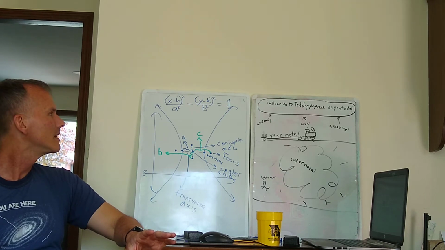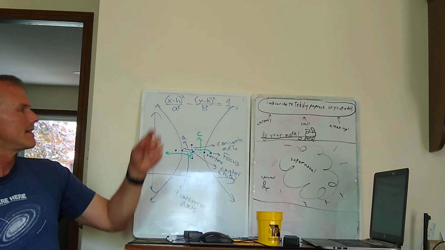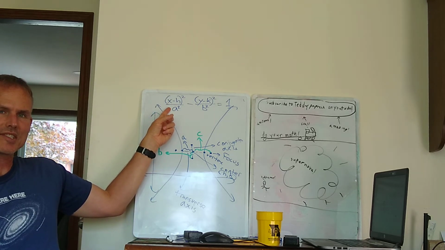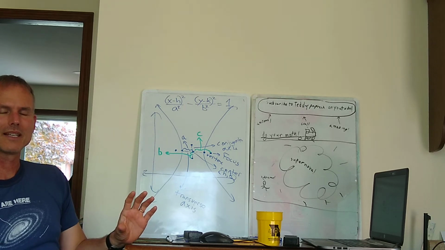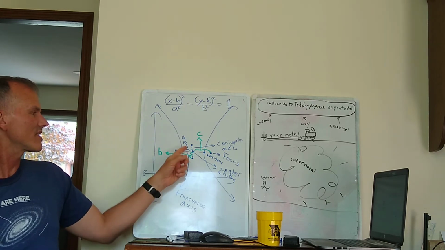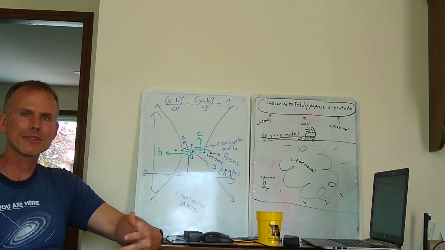Now, I'm going to say this right now. The fact that the x term, the term with the x in it, is positive, that's what makes a hyperbola have a horizontal transverse axis.